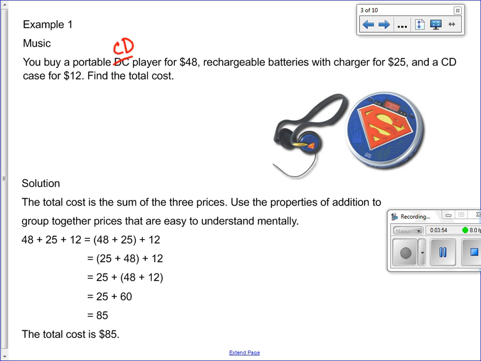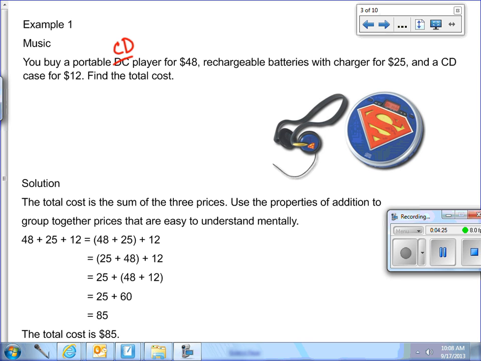Okay, now that we have that taken care of, they want you to find the total cost. So in the solution, the total cost is the sum of the 3 prices. We're going to use the properties of addition to group together prices that are easy to understand mentally, that you can do without having to work it on paper. Doesn't mean you can't work it on paper, but I'm trying to show you a strategy where you do not have to work on paper.